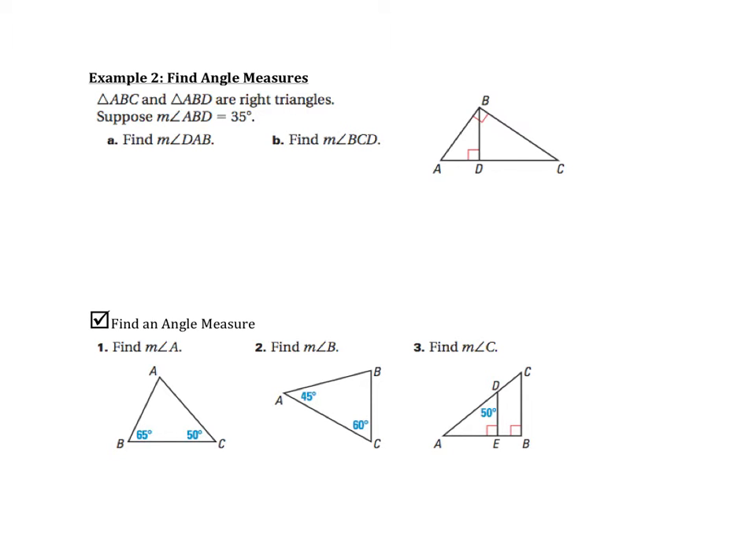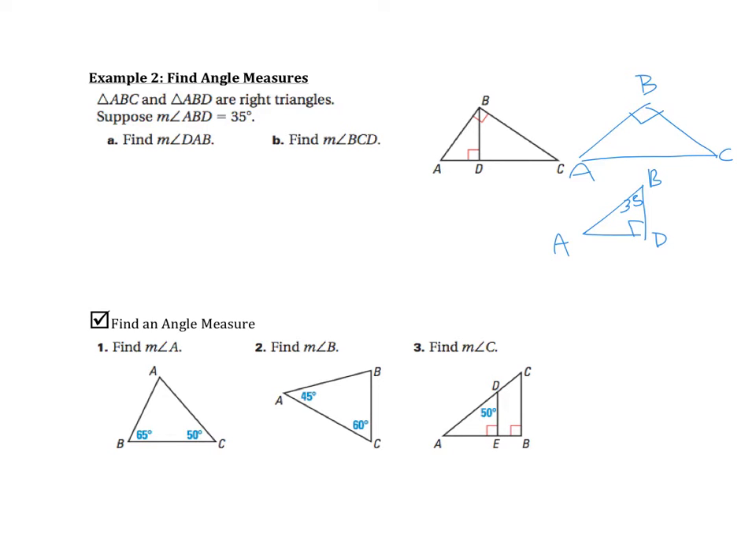So I have ABC. I'm just going to redraw them over here. A, B, C. And I have A, B, D. Suppose ABD is 35 degrees, so that's this one up here. Find DAB.